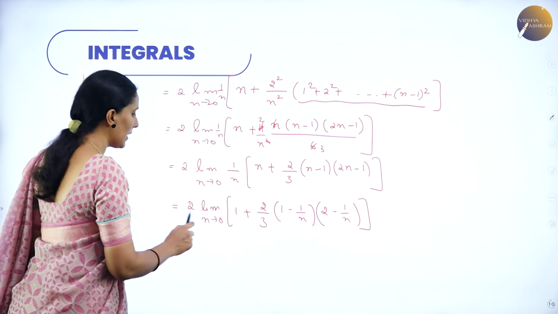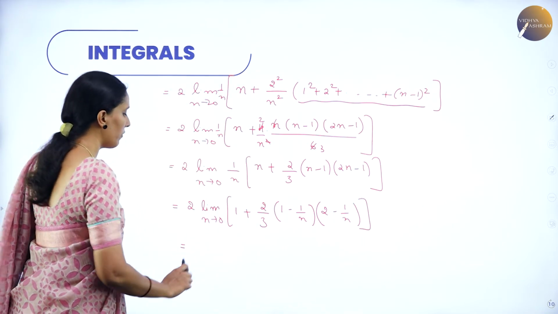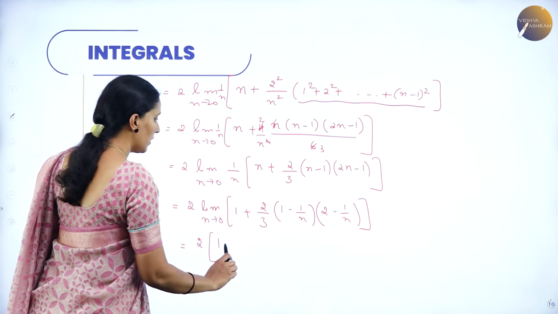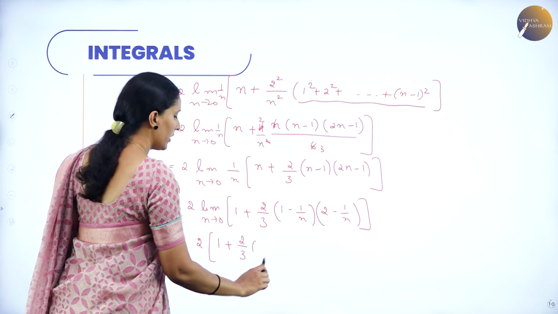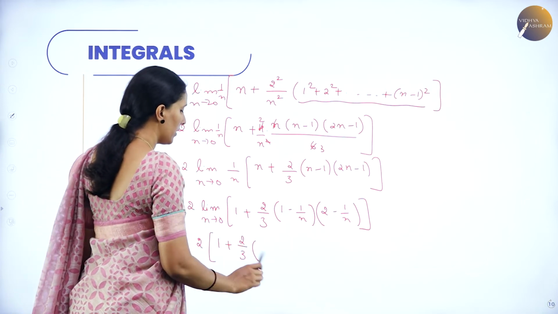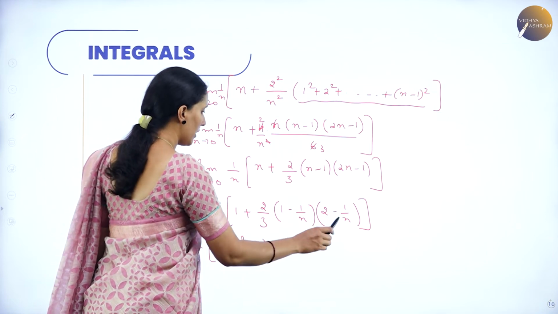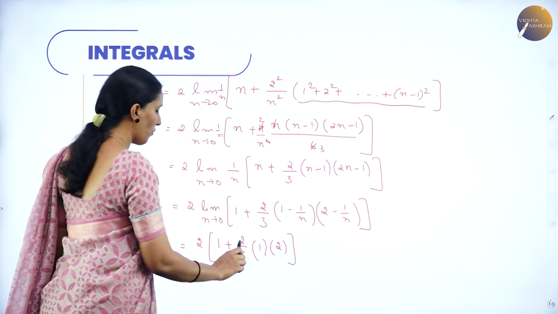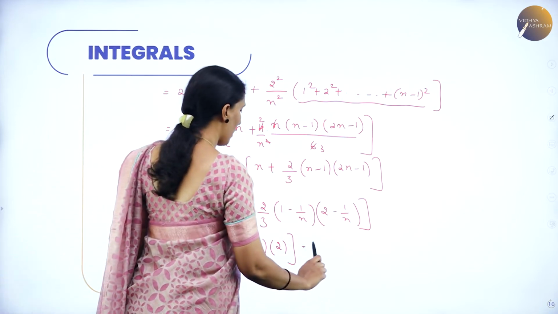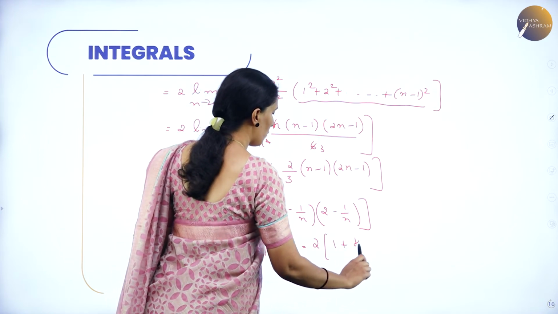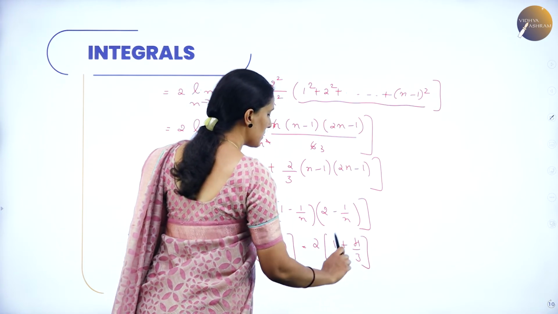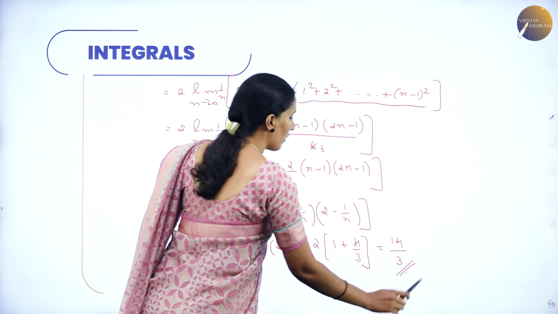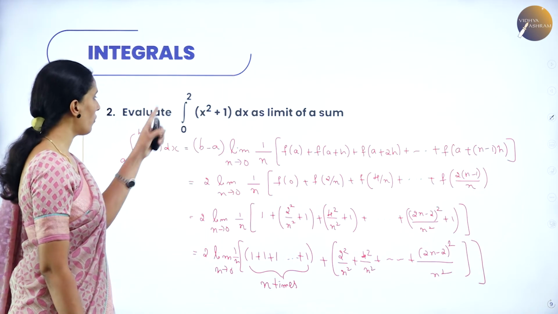Now let us apply the limit as n tends to infinity. If you apply the limit here, then it is 2 into (1 + 2/3). 1/n goes to 0, so therefore it is 1. Next here again we will get 2, so 2 2's are 4, 4/3. So next here we have 2 into (1 + 4/3), so next it becomes 7/3. So the value finally becomes 14/3.